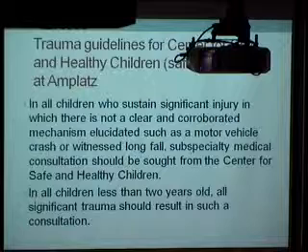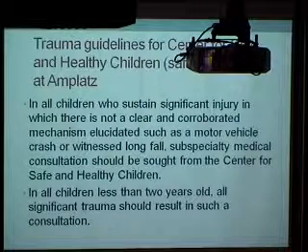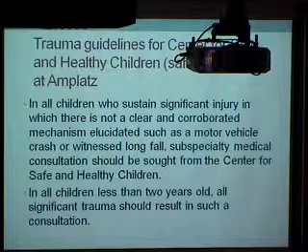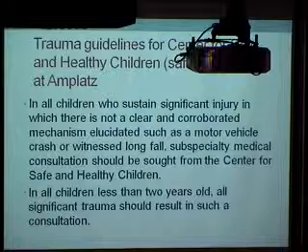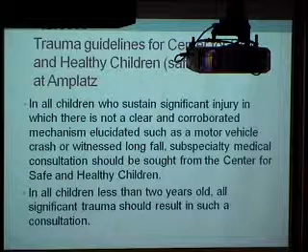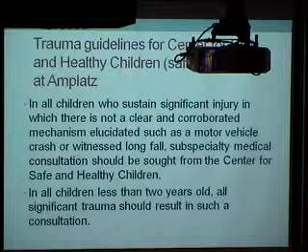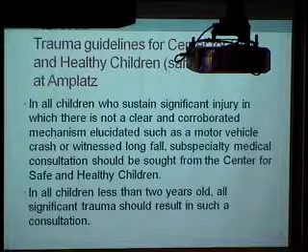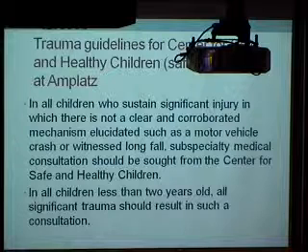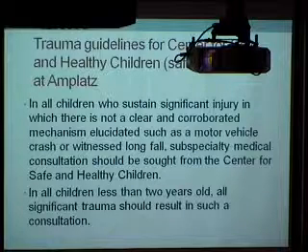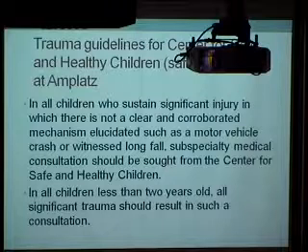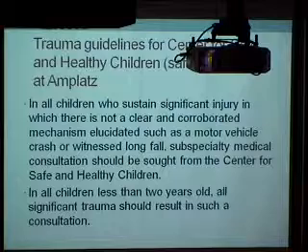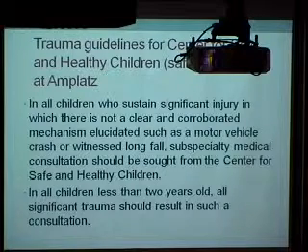And ours is very similar, or at least our recommendation is that any child who has a significant injury where there's not a clear mechanism or witnessed event, we should obtain a consult for the child abuse team. And in all children, so that's all ages, all children less than 2 years of age with significant trauma should receive a consultation as well. And it's based on all of this data that's coming out, because we don't want to miss anybody.